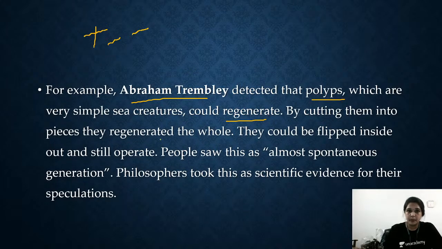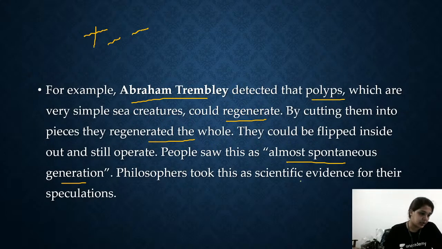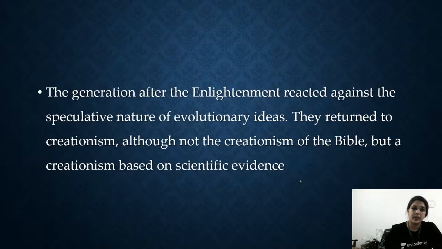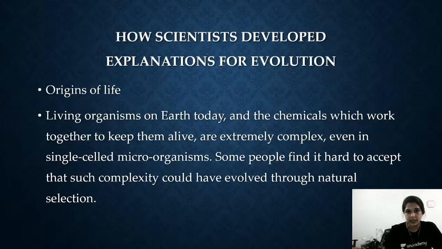By cutting them into pieces, they regenerated the whole. They could be flipped inside out and still operate. People saw this as almost spontaneous generation. Philosophers took this as scientific evidence for their speculations. Next, the empirical research during this period cut the other way. Many people went to experimental and observational work in nature, and the generation after the Enlightenment reacted against the speculative nature of evolutionary ideas.